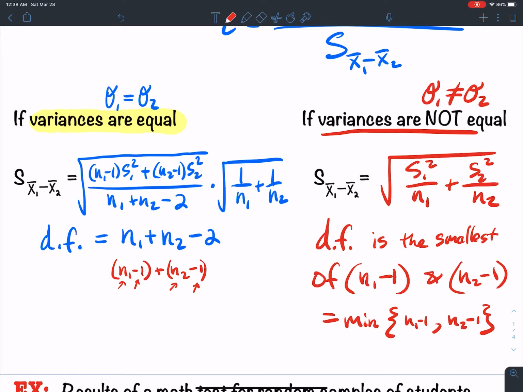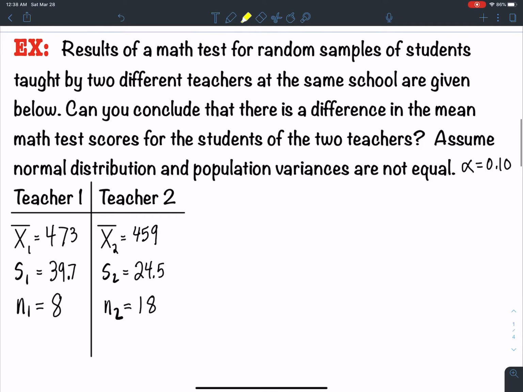All right, so now what I'm going to do is I'm going to work two problems. The first one is going to be where the variances are not equal. And the second problem I'm going to do where the variances are equal. Okay? So results for a math test, random samples taught by two different teachers. This tells me there's two different populations, teacher 1, teacher 2, at the same school are given below. So the first teacher had an average of 473. The second teacher had an average of 459.